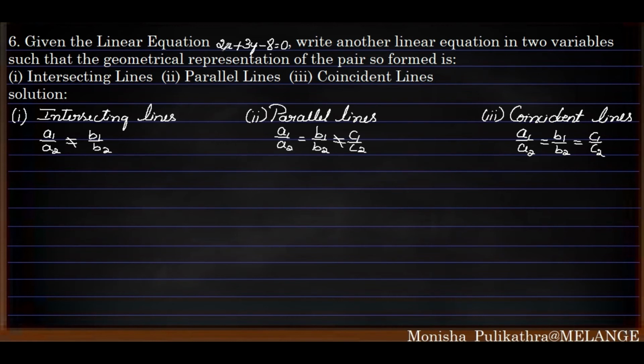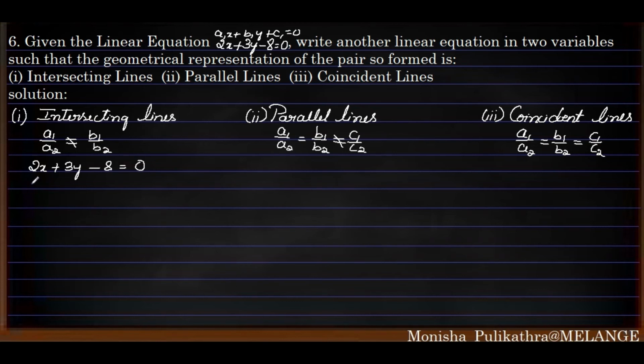So the first equation is given, which is of the form a1x + b1y + c1 = 0. We have to create our own second equation, such that when we take the ratio, the first case should be intersecting lines, the second case parallel lines, and the third case coincident lines. So write down the first equation: 2x + 3y - 8 = 0.